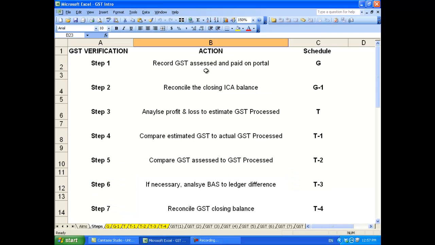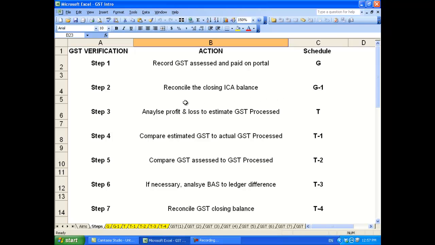There are 7 steps through the work papers to achieve these three outcomes. You will notice that each step is a separate schedule, going from Schedule G, G1, T, T1, T2, T3 and T4. The first step is to record GST assessed and paid on the portal. This you'll do on Schedule G.